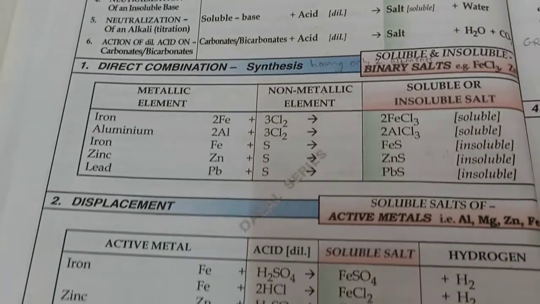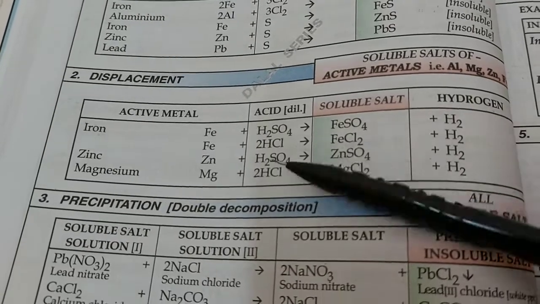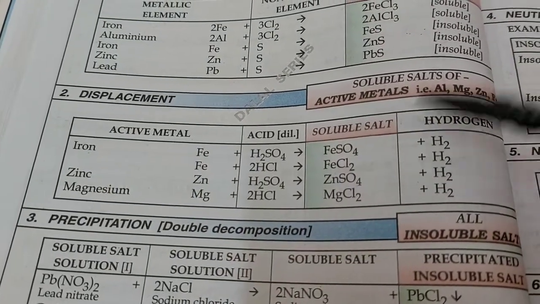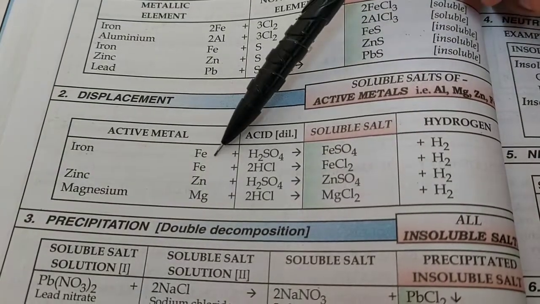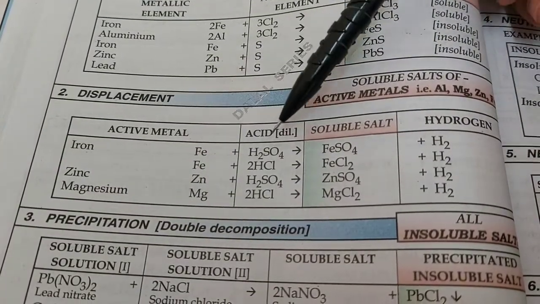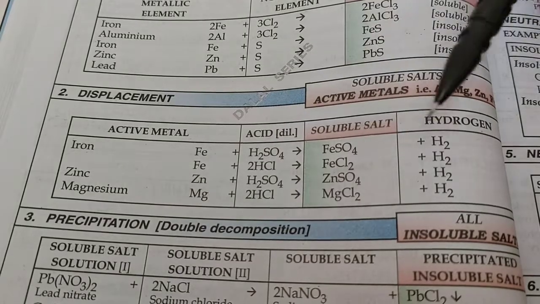Second method is displacement method. We have two reactants and two products. This is useful for making soluble salts of active metals. So we take an active metal that is above hydrogen in the activity series and you react it with dilute acid to form salt and hydrogen gas.